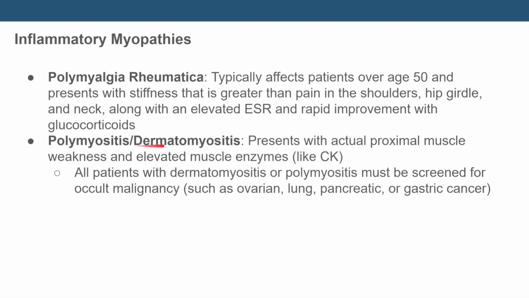For polymyositis and dermatomyositis, it's going to present with actual proximal muscle weakness and elevated muscle enzymes such as creatine kinase. And you also have to know that all patients with dermatomyositis or polymyositis must be screened for occult malignancy. Popularly, what I see is ovarian cancer and also gastric cancer. You can also see it associated with lung or pancreatic cancer.